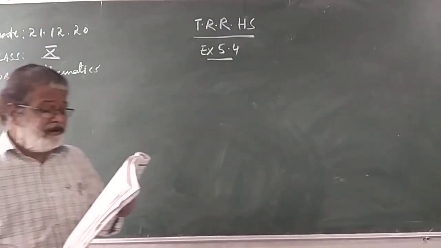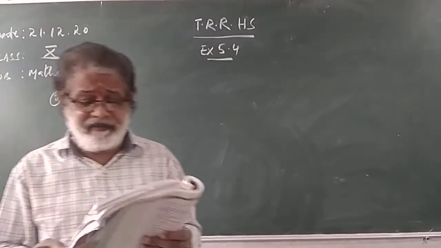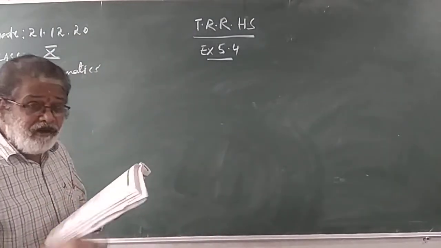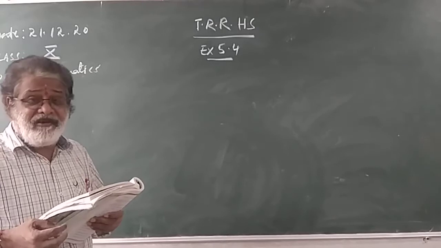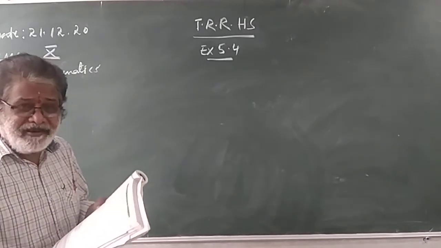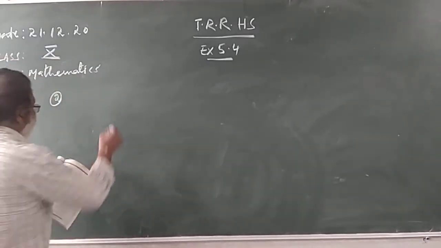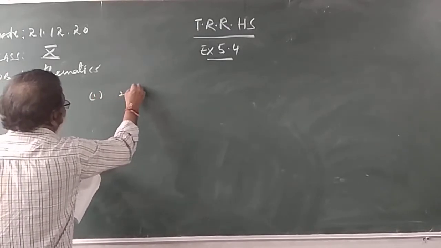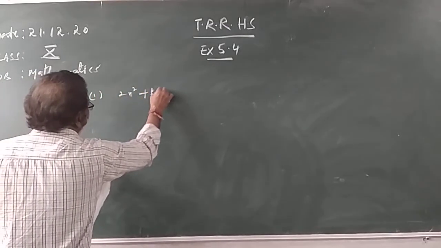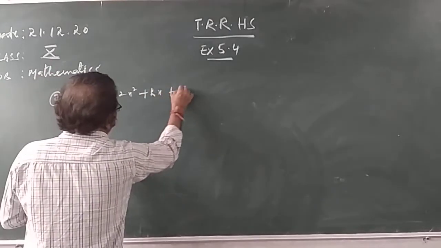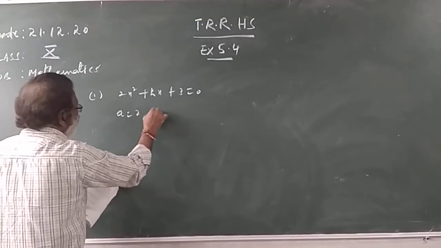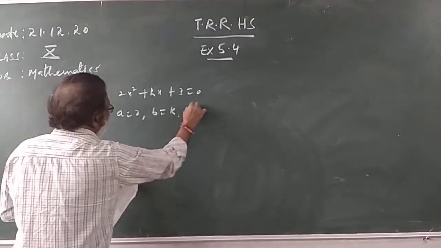Second question: find the values of k for each of the following quadratic equations so that they have two equal roots. What is the condition? They have two equal roots. Equal and real means D equal to 0. So here, 2x square plus kx plus 3 equal to 0. A equal to 2, B equal to k, C equal to 3.